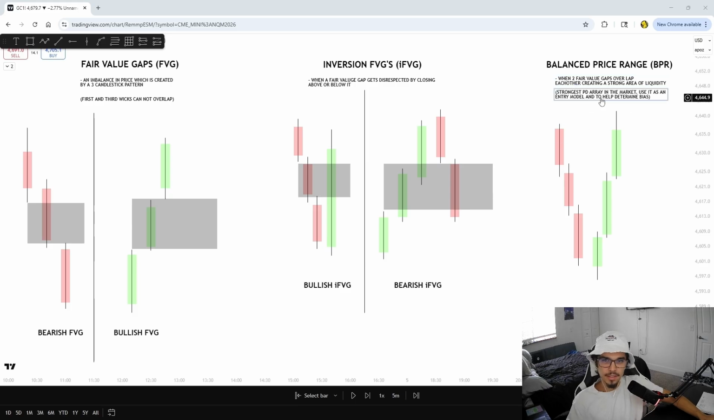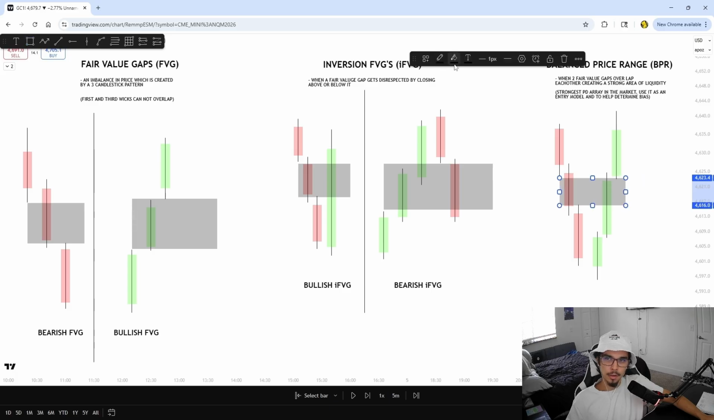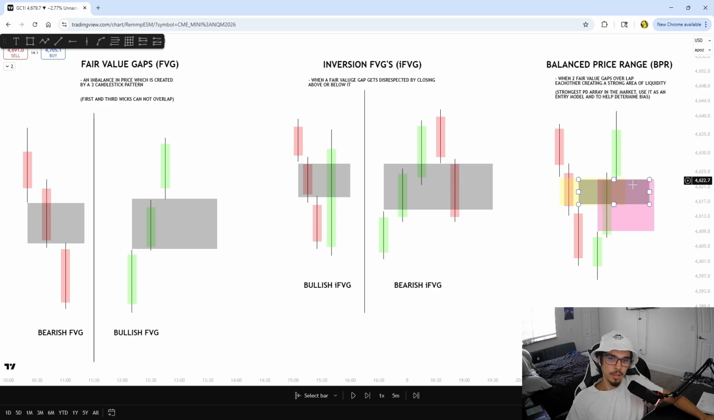In my opinion, this is the strongest PD array in the market. And not only do I use it as an entry model, but I also use it to determine my bias. So again, here we have our bearish fair value gap right here, and we're going to mark this just in yellow so you guys can see real quick. And then we have a bullish fair value gap resting right here, and we are going to mark this, let's just do it in pink. Okay, our BPR is going to be the overlapping area between these two, so it's going to be from the bottom of this wick to the top of this one. And I'll mark this in black so you guys can see. So this is going to be our BPR. Wherever this black rectangle is right here, that is going to be our balanced price range.